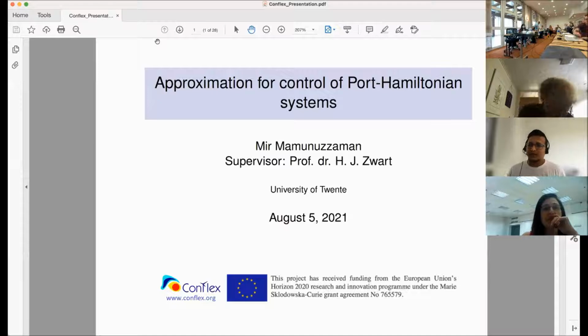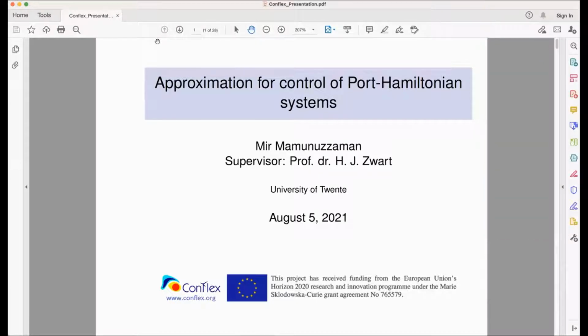Mamunuzzaman, ESR 7. I'm doing my PhD at the University of Twente under the supervision of Professor Hans Watt. So my research topic is approximation for control of Port-Hamiltonian systems.